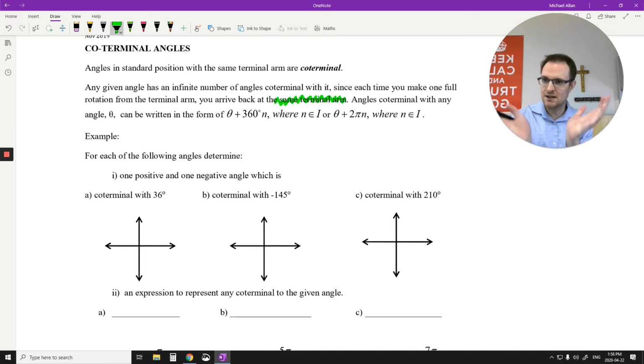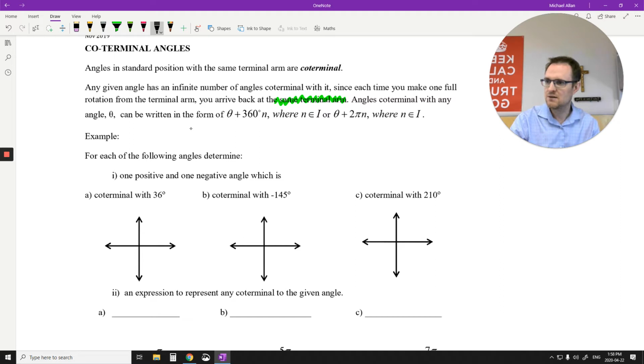Now, again, there's an infinite number of these. In the previous example, I only drew one time around the circle, but I can keep on going around the circle as many times as I want. As long as I stop on that terminal arm, that's my angle. I just keep on adding 360 each time around the circle. So you can see here, what I can create is what we call general terms when we do that.